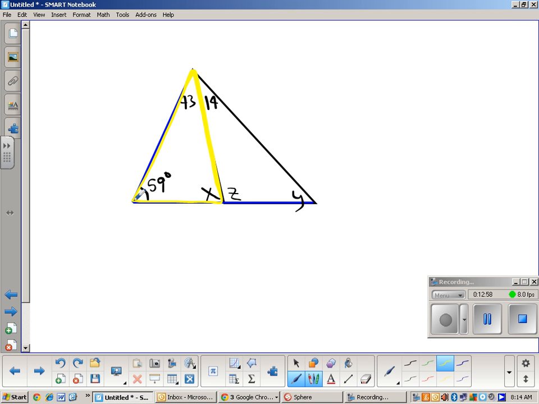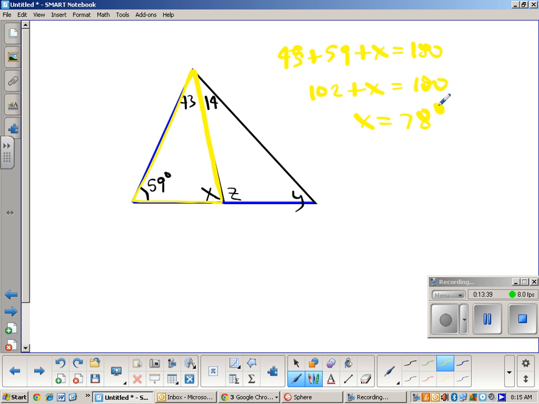43 plus x. Okay, so what's the premise that we're going on here? What do these three angles do? Add up to 180. So we're saying 43 plus 59 plus x equals 180. And so 43 and 59 is 102. And so x is equal to 78. Okay.